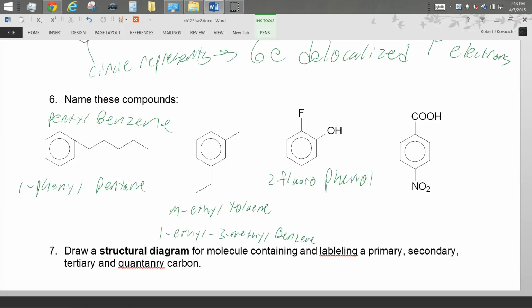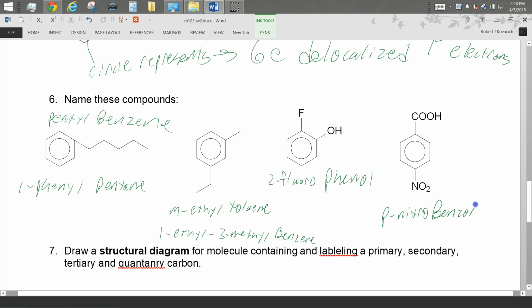How about this last one? Sure. Para, opposite side, nitro, an NO2 group, and then that's benzoic acid.